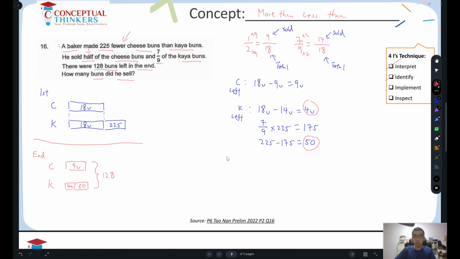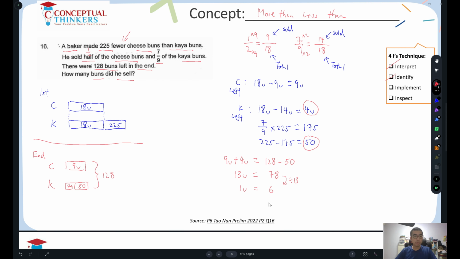Okay, so I will take 9 units plus 4 units. This will be equal to 128 minus away 50. Okay, so this will give me 13 units. And this will give me 78. Now this is a paper 2 question, so you are allowed to use a calculator to do the calculation. Okay, so now if I look at 1 unit, 1 unit will be 78 divided by 13. Okay, so I'm going to be left with 6.